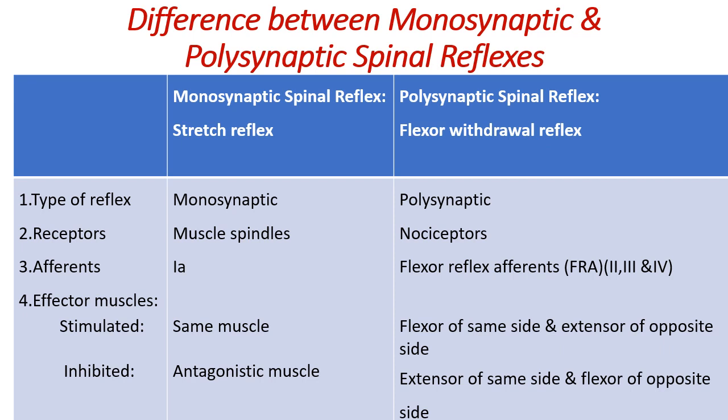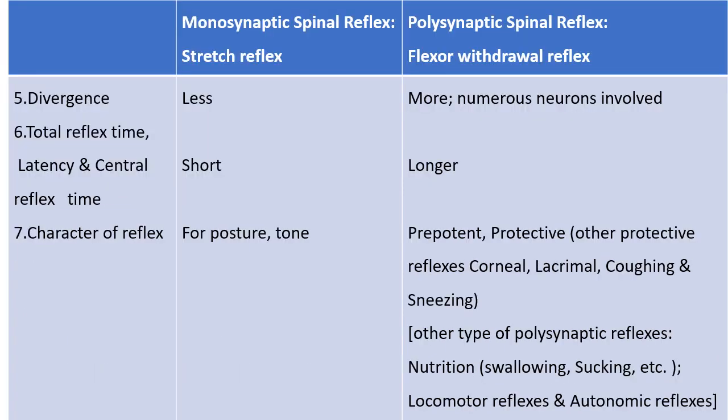because you want to flex your knee and put it away from the broken glass, and the flexor of the opposite side, that is the left side, will be inhibited because you want your left leg to extend, not to flex, so that your whole body weight is supported on the left leg. Divergence is very less or almost negligible in the stretch reflex, as there is involvement of only one synapse for the same muscle and another for the antagonistic muscle. Flexor withdrawal reflex shows large divergence as there are numerous neurons involved here.